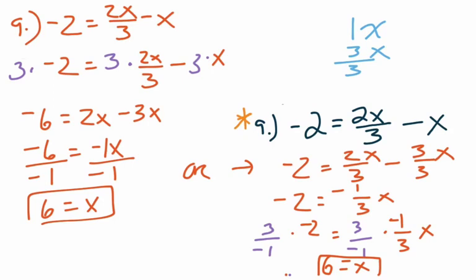If you got the 6, you're probably on really solid footing. If you got something other than 6, then something went wrong. That wraps up this lesson. In the next lesson, we will tackle the variable on both sides of the equal sign.